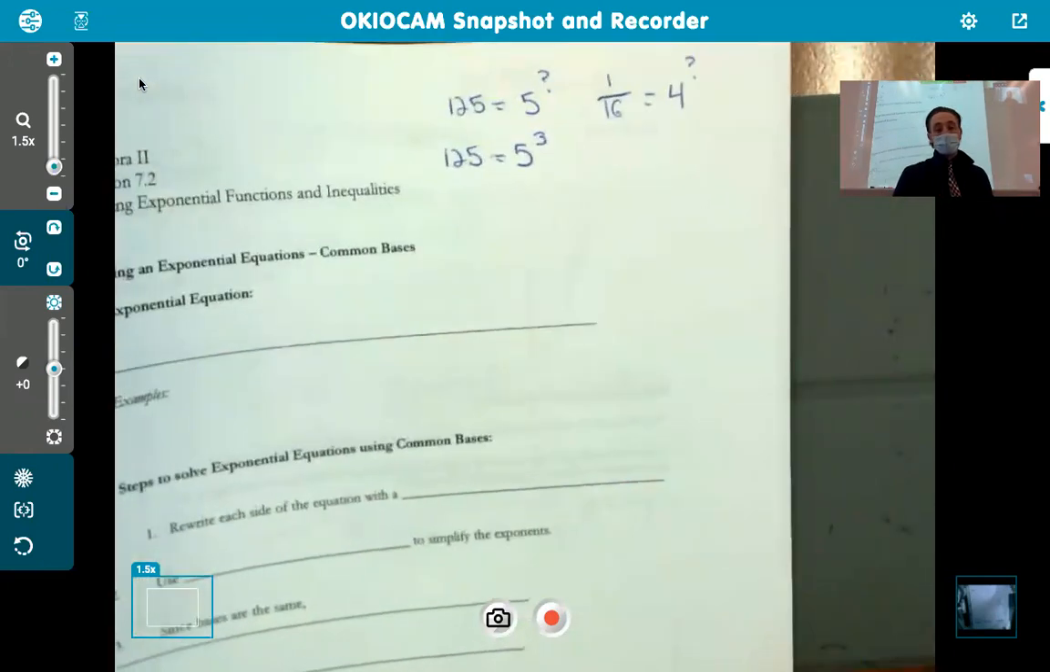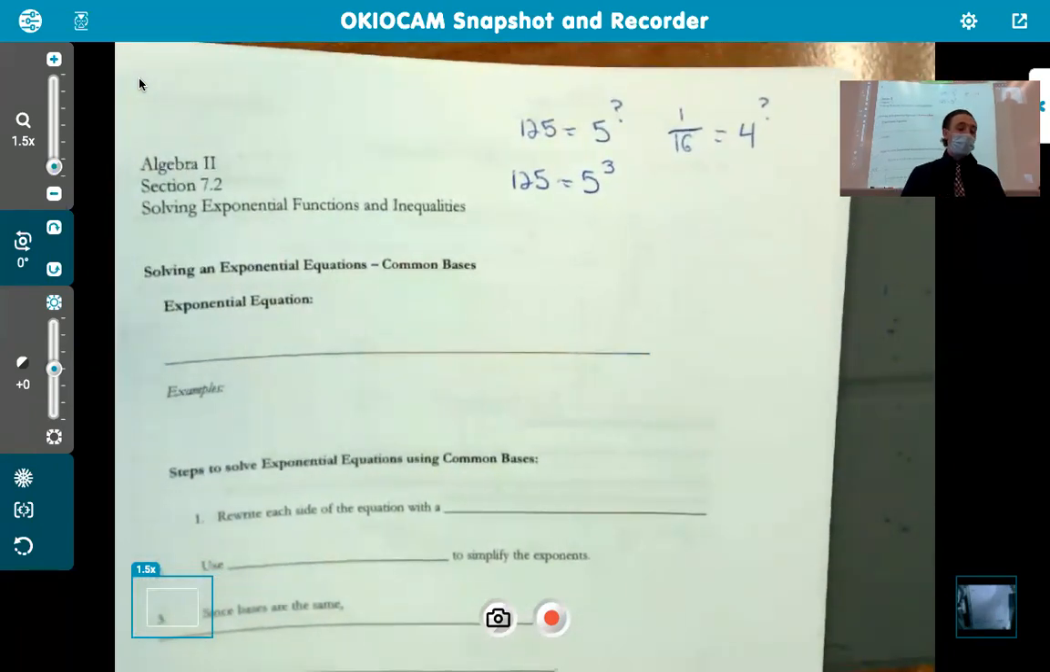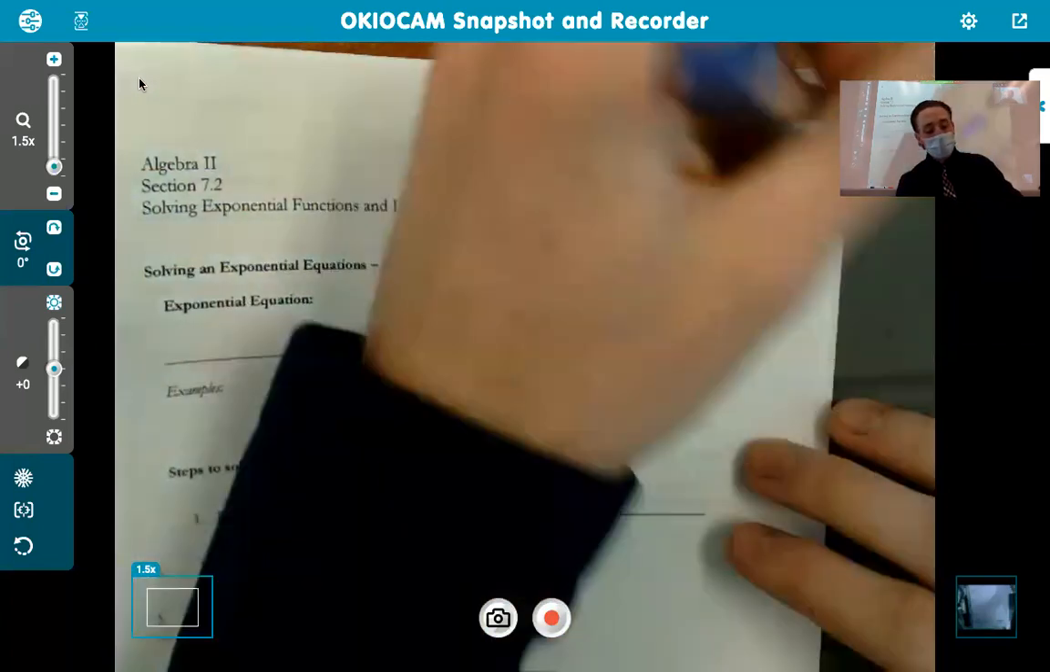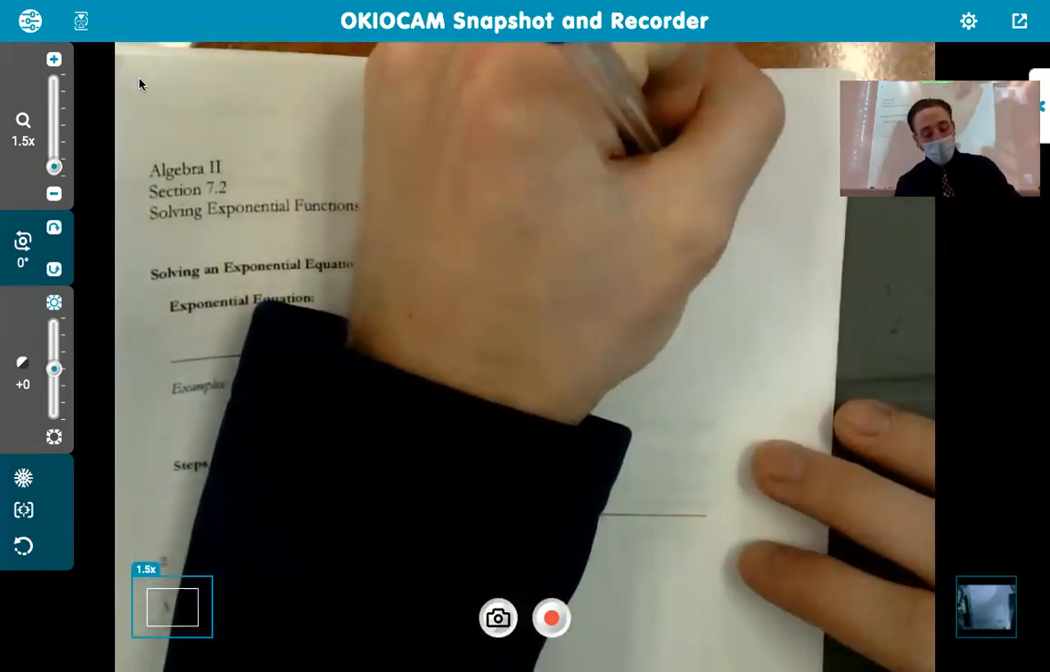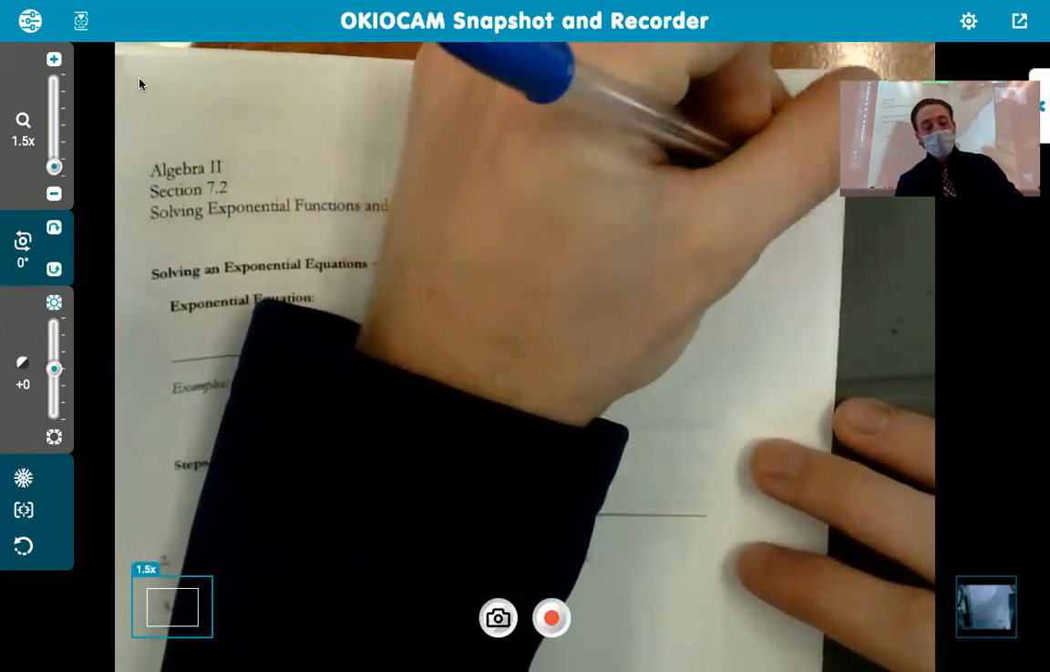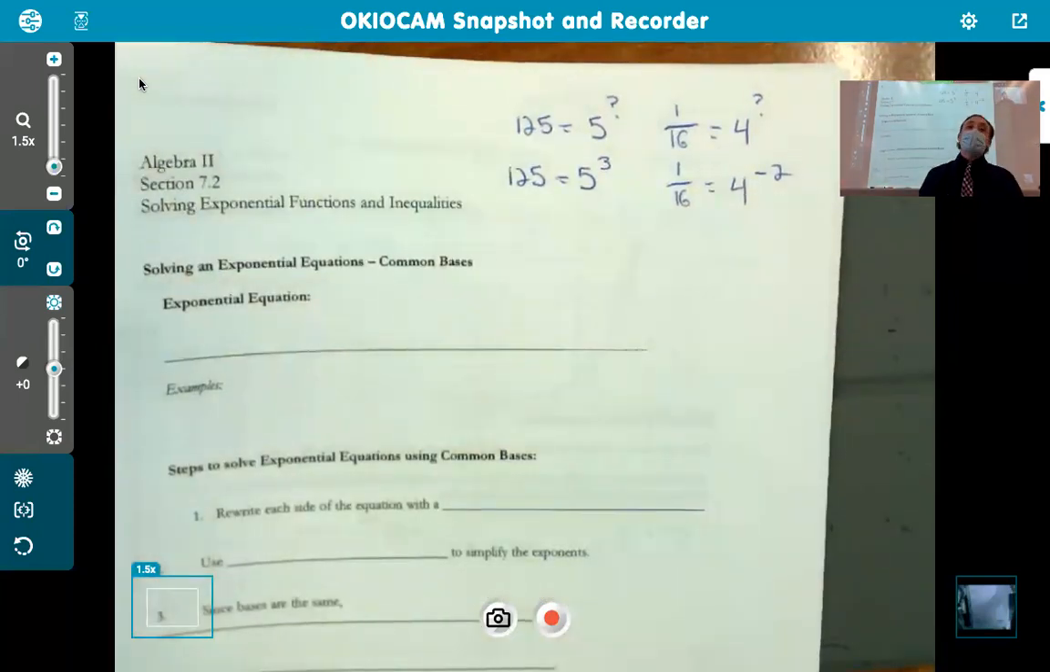And a lot of people, as I was going through and checking each of your answers there, did really well with the first one. So dealing with some whole numbers. Gets a little bit trickier when we deal with fractions. What was the answer to number 2? So you have 1 over 16. That's the same thing as 4 to what power? The negative second power. So some of us just put positive 2.